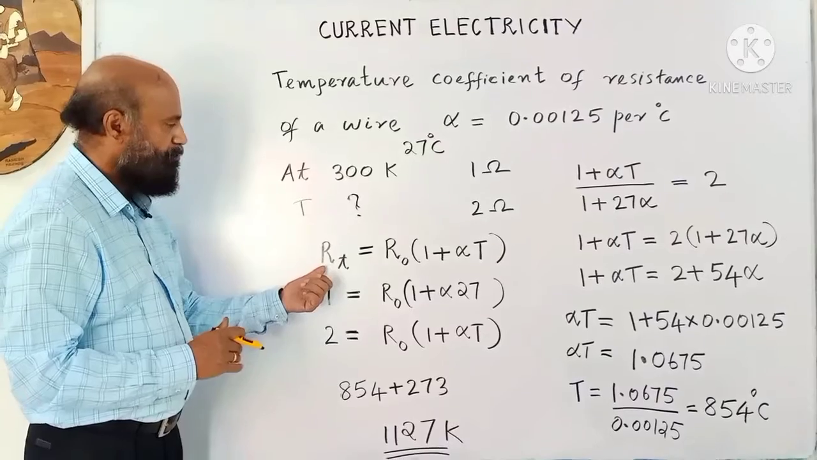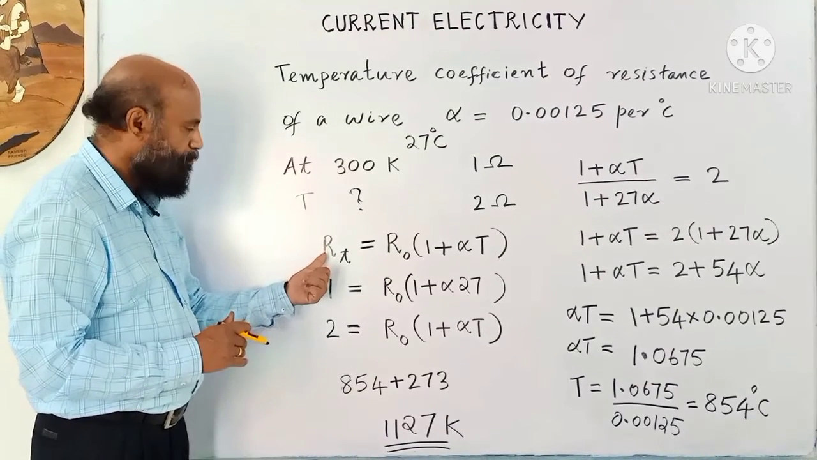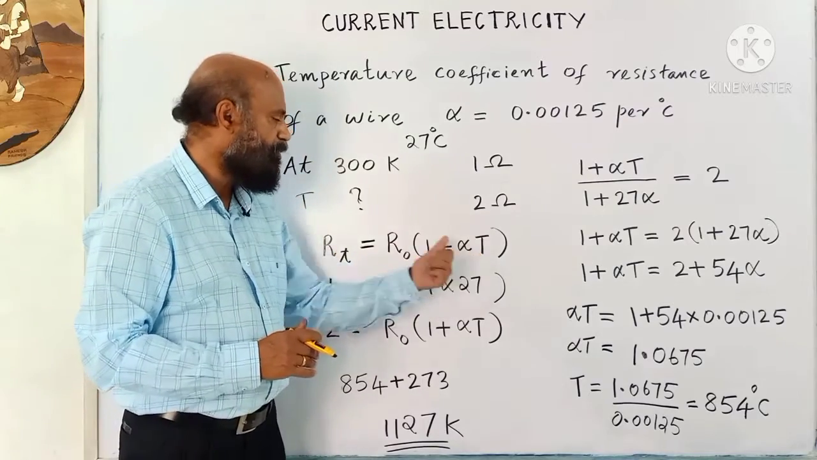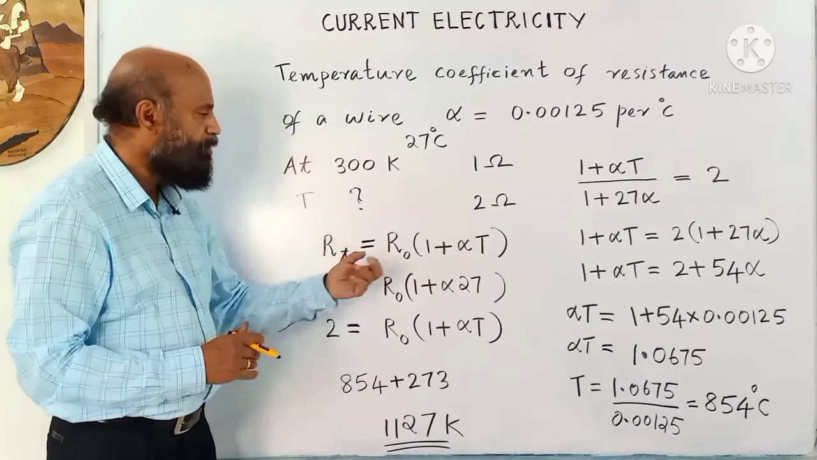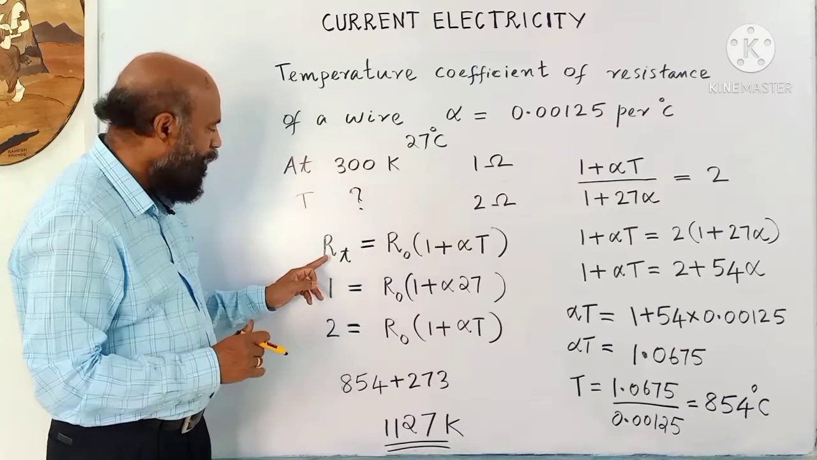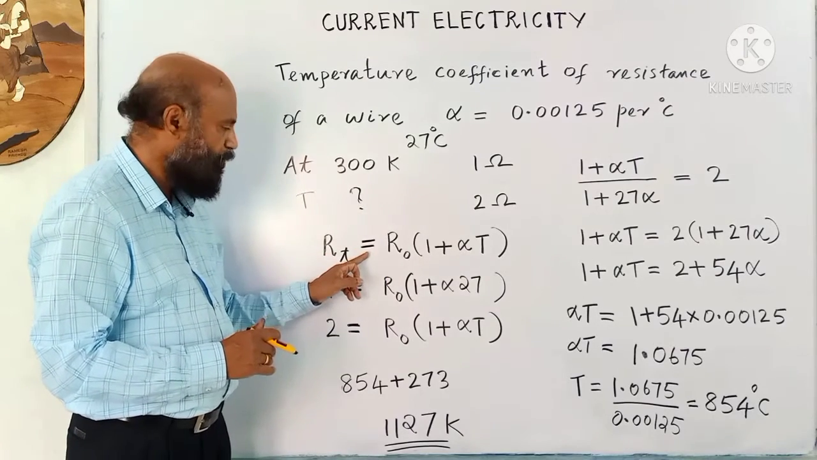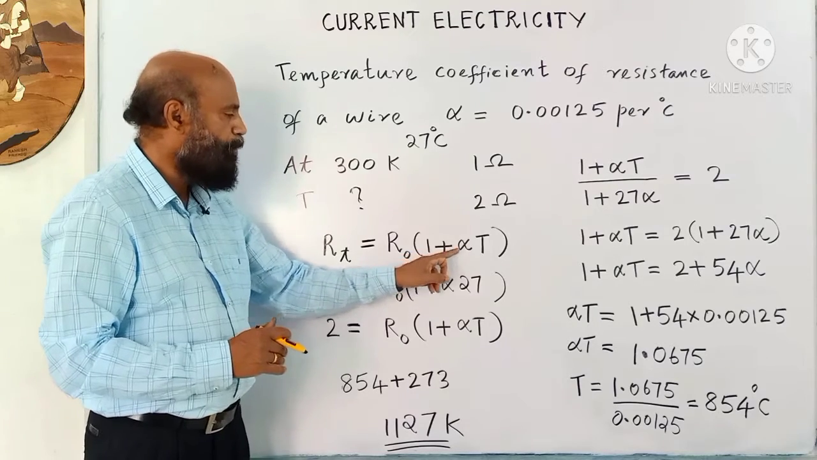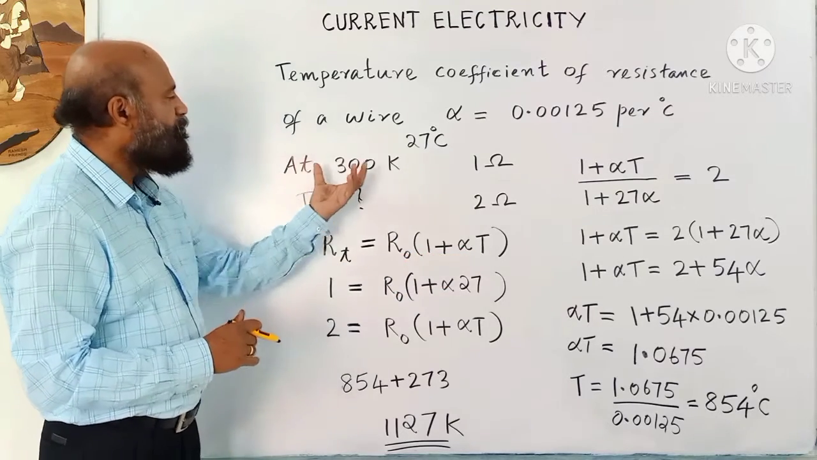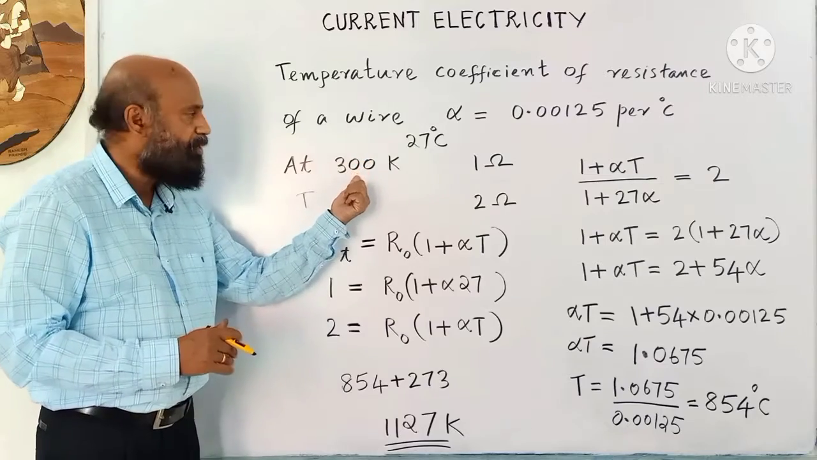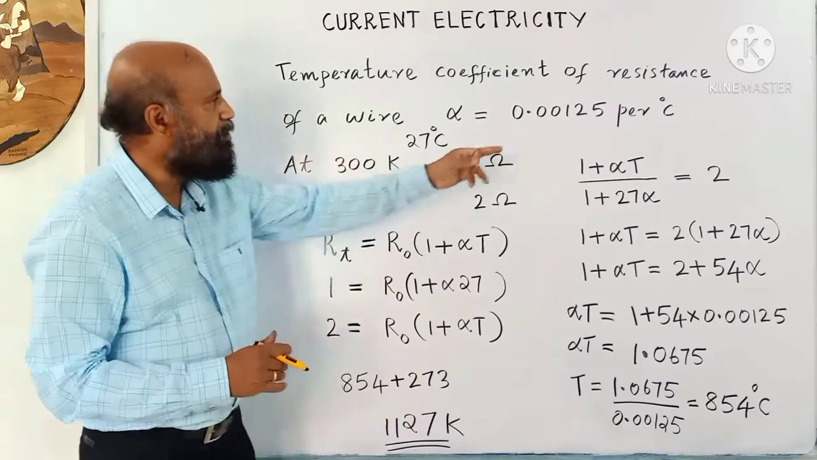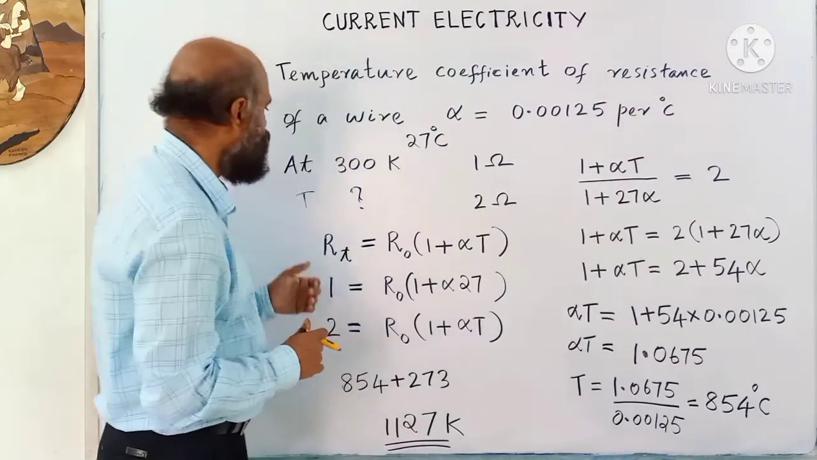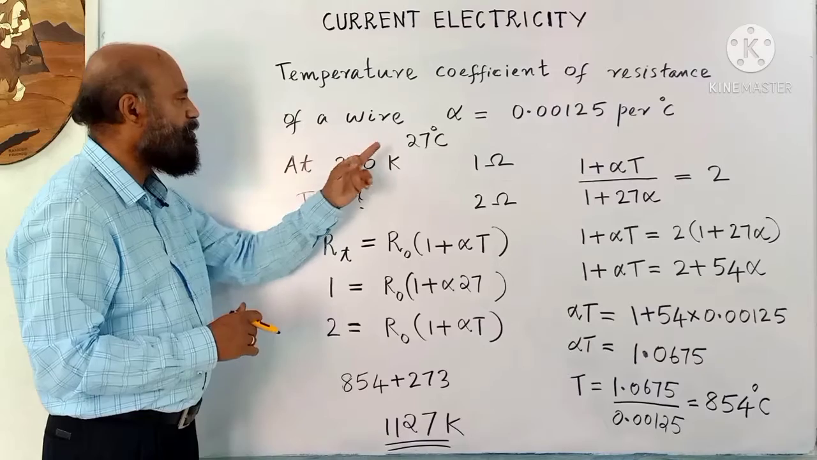This is a relation giving the resistance of the wire and temperature. Resistance of a wire depends on the temperature. RT, resistance at T degree Celsius, equals resistance at 0 degrees times 1 plus alpha T. Here temperature is given in Kelvin, but the temperature coefficient of resistance is given per degree Celsius. So this is to be converted into Celsius.